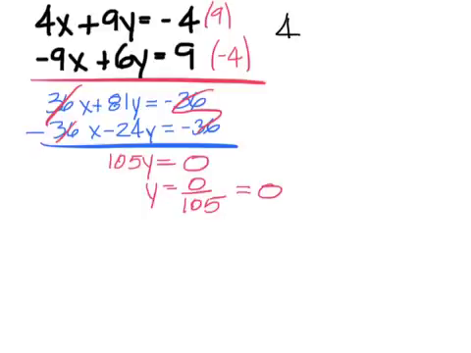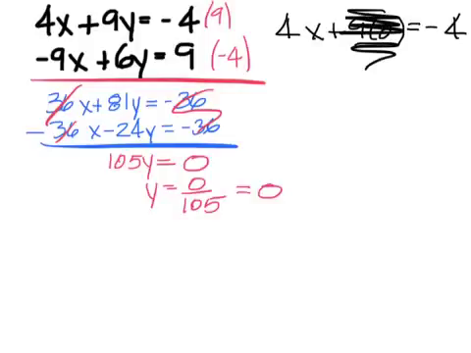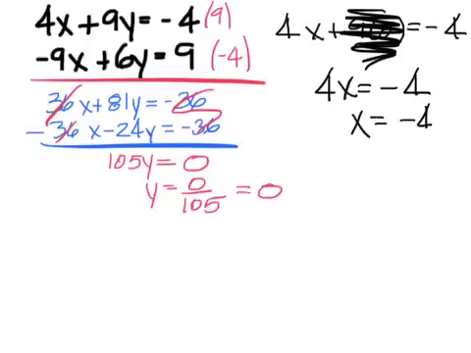So 0's got to go back into one of those two equations, and I'm going to use the top one. So 4x plus 9 times 0 equals negative 4. If this is a 0, it just cancels that whole part out. So you have 4x equals negative 4. If you divide negative 4 by positive 4, you'll get a negative 1. So your answer is negative 1, 0.